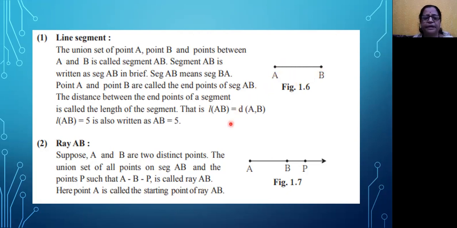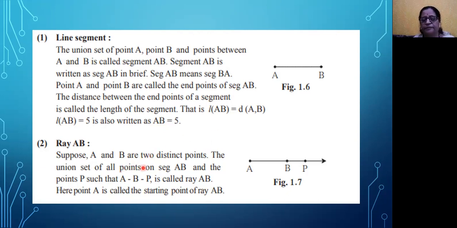It can be read as length AB is equal to distance AB. If the length AB is 5 centimeters, then the distance AB is also 5. Here, length AB equal to 5 is also written as AB equal to 5.